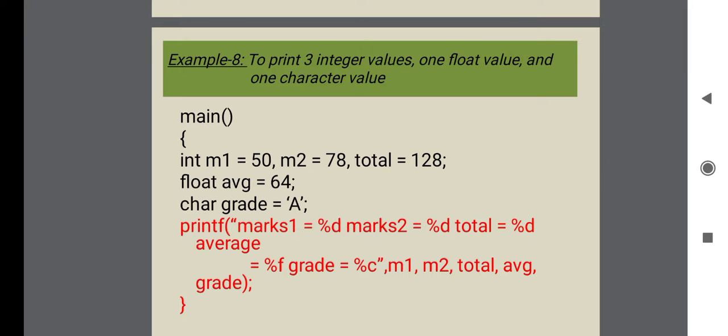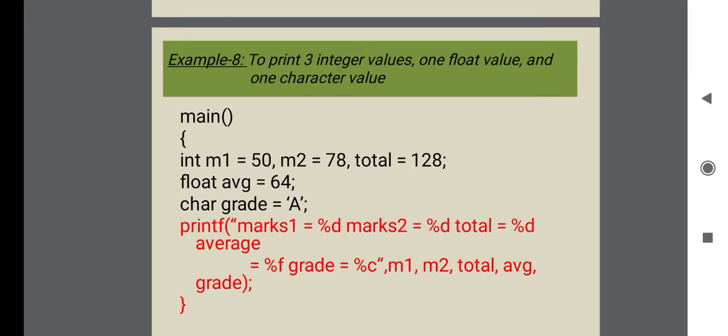Next, total is equals to %d. In place of %d, what will be printed? 128, because the corresponding variable is total and the value of total is 128. So total is equals to 128 will be printed on the monitor. Next, average is equals to %f. What is the corresponding value here? Average. So the average value is 64. So 64 will be printed in place of %f.